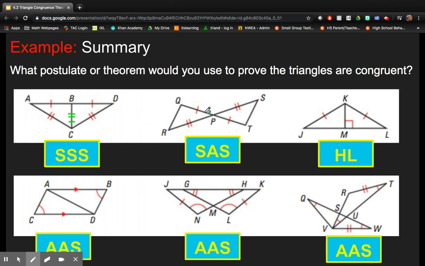Next one. Go ahead and mark vertical angles that are not marked, giving us side congruent to side, angle congruent to angle, side congruent to side, side, angle, side. Hypotenuse leg, two right triangles, mark the side they share. So you've got hypotenuse congruent to hypotenuse, leg congruent to itself on a right triangle, hypotenuse leg.